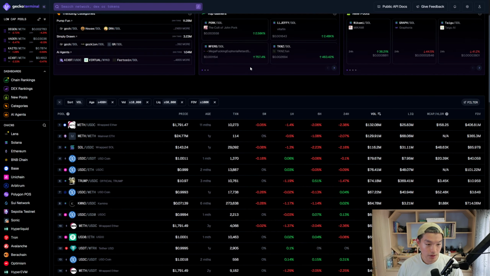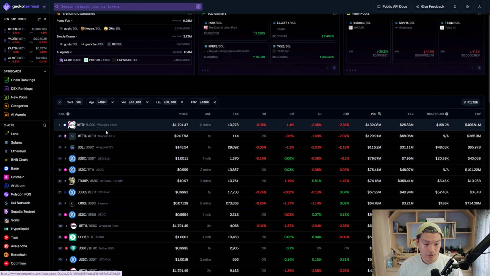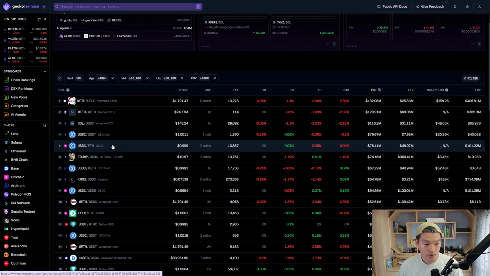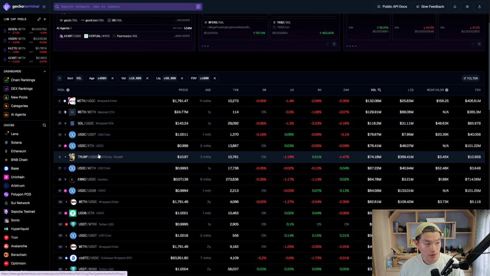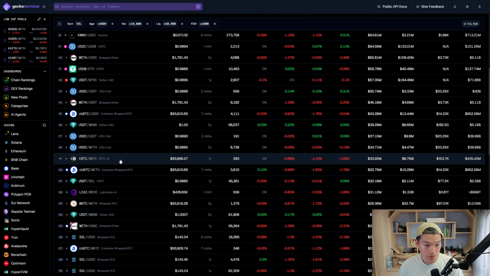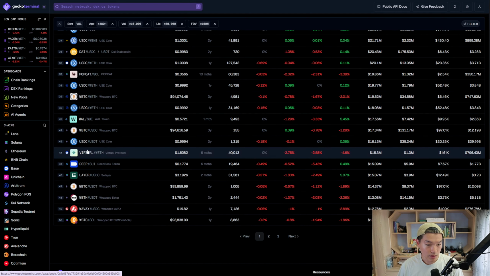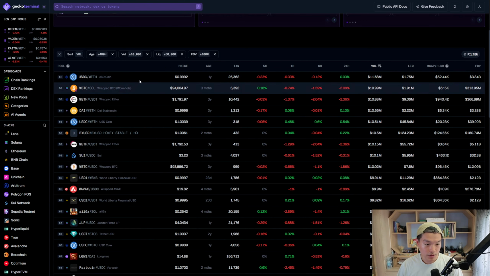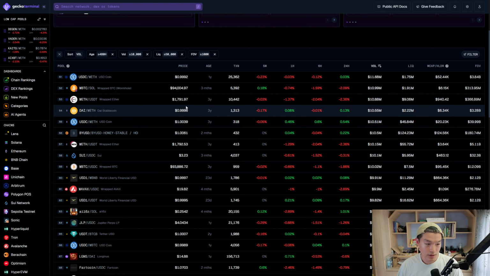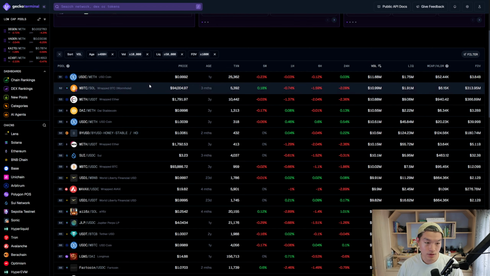So if you sort by volume, you're going to see a lot of blue chip assets like ETH to USDC, SOL to USDC. But there are going to be some meme coins that are larger cap, for example, Trump to USDC, or Bitcoin to Bitcoin pairs, wrapped BTC and ETH. And the past few days, stuff like Virtual and ETH has been popping off. And basically throughout this process, I'm looking down the list and seeing which assets I'm interested in investing in.